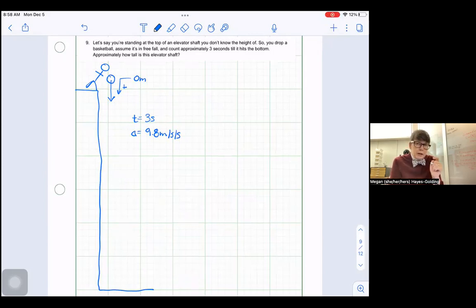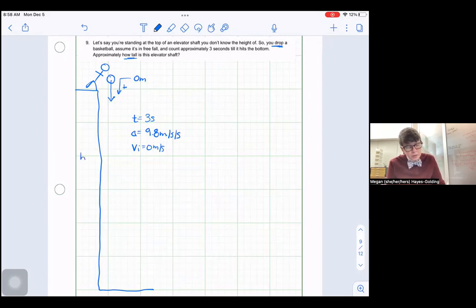Okay, next step. Have we written down everything we know? Oh, wait. There's one more bit of information we don't know. Initial velocity. The word drop is an important keyword for us to recognize. Drop means dropped from rest as opposed to thrown downwards. Initial velocity is 0. We're being asked for how tall the elevator shaft is.